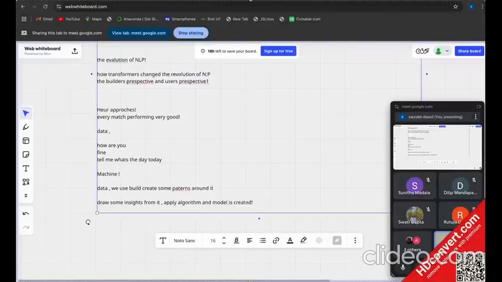Now see, guys, this was a very classical NLP thing, right? The evaluation started from very classical machine learning. Let's say we used to have this kind of applications. These are the ones that we used to have, and still we have them.